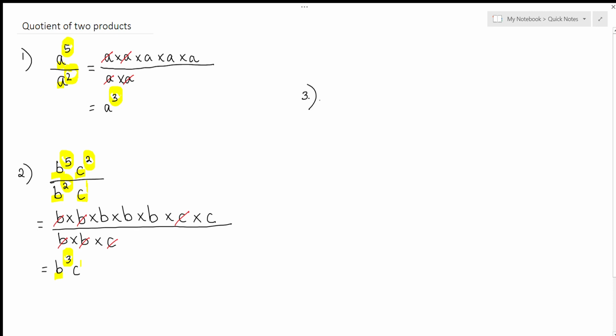If I have 3, now here we have a cubed divided by a to the power of 4. And I'm going to expand the way I did in the previous ones. It's a times a times a over a times a times a times a.